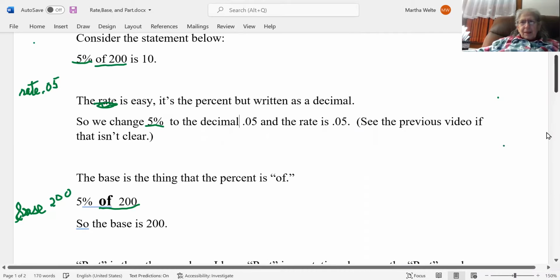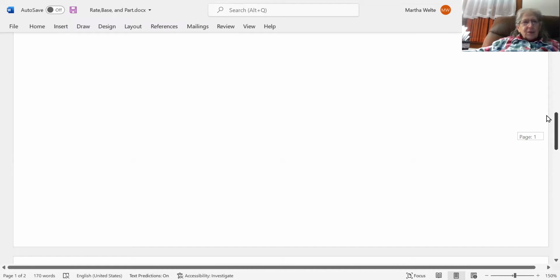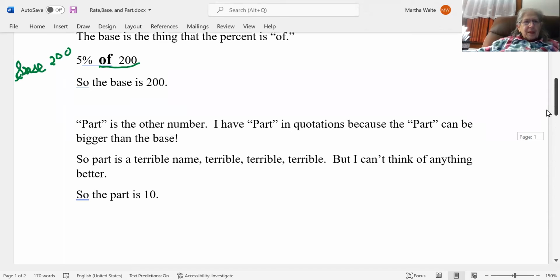Now the other thing, the part, is the other number. I have part in quotations because the part can be bigger than the base. So it isn't actually a smaller thing, a part of the base, it can be bigger. Part is a terrible name. Terrible, terrible, terrible. But I can't think of anything better. So here the part is that other number, and I'd write down part 10.